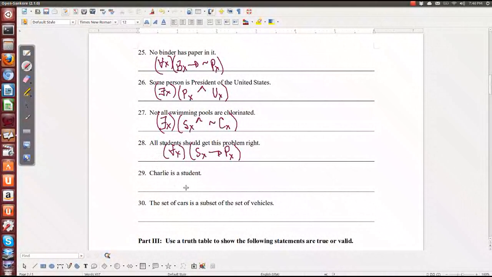On 29, I've got Charlie is a student, so I've got a subject, Charlie, and I've got a predicate, is a student. And if I'm going to write this in predicate form, is a student is my predicate, and my subject is Charlie.